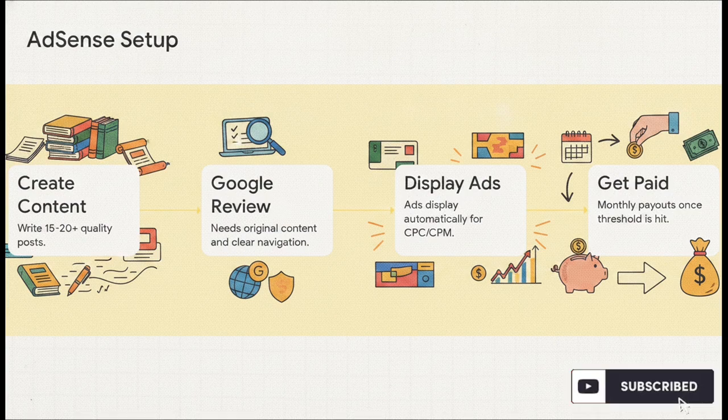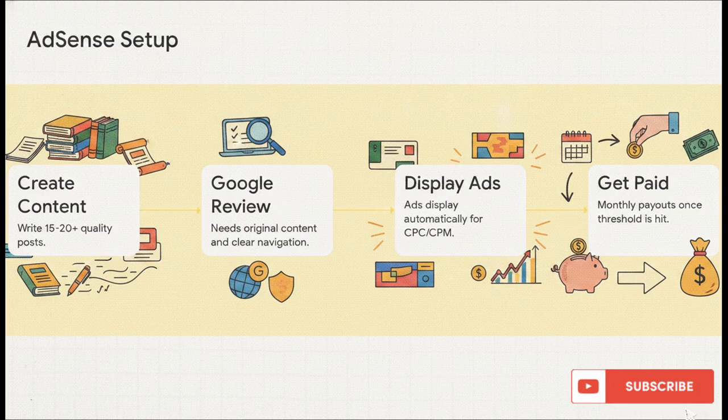Step 1, you need a foundation. You can't just throw up a single post and expect to get approved. You really need to write about 15 to 20 or even more high-quality, substantial posts. Step 2 is the review process. Google is going to actively review your blog. They're looking for original content, so absolutely no copy pasting allowed, clear site navigation, and absolutely zero policy violations.